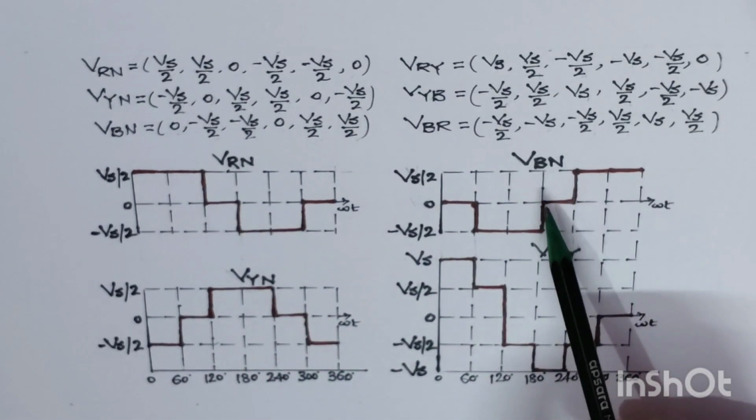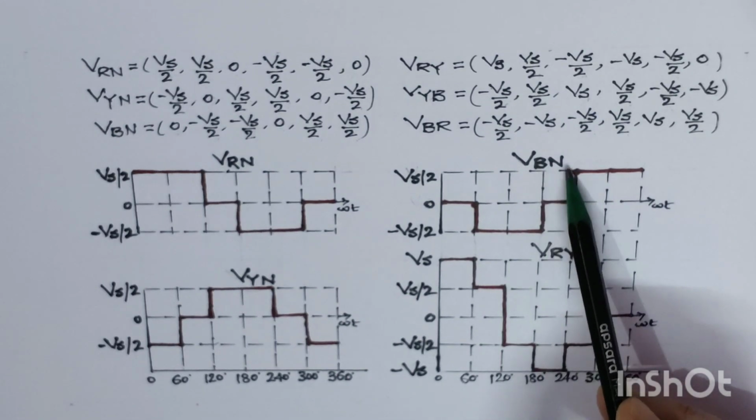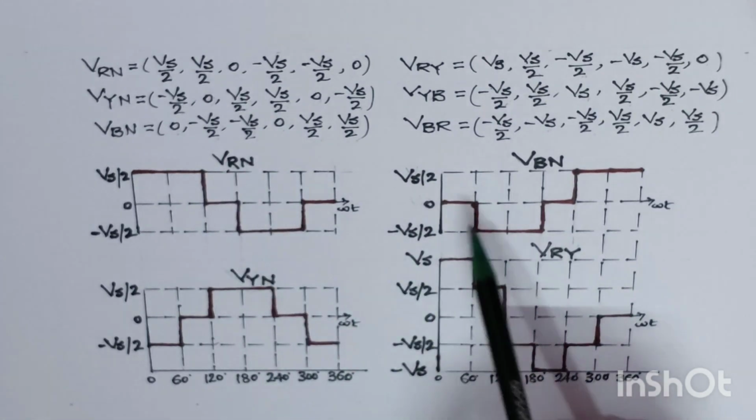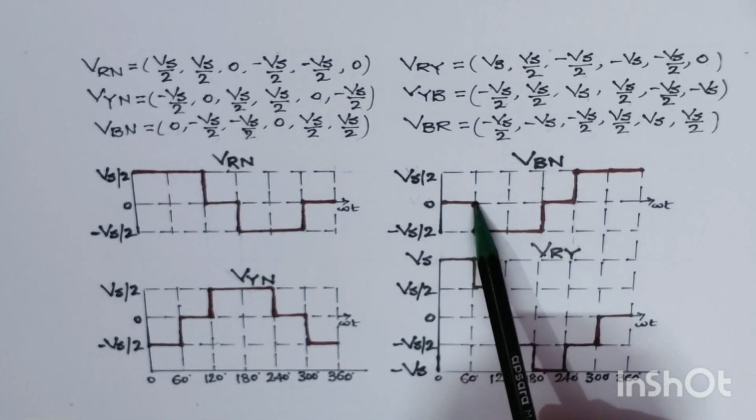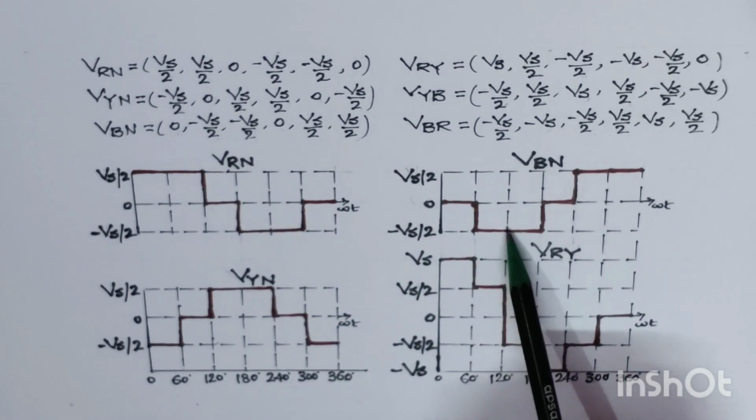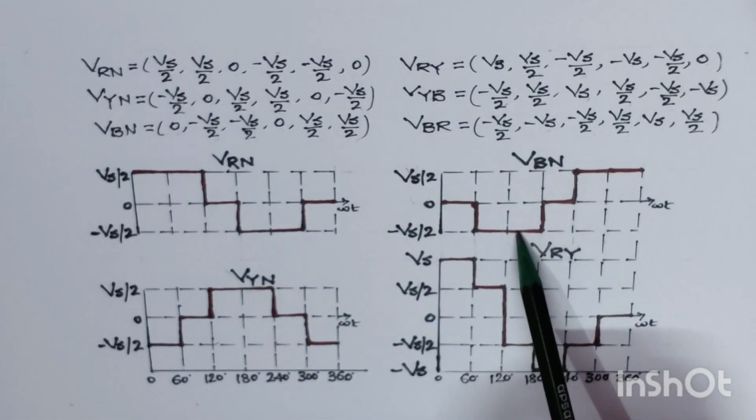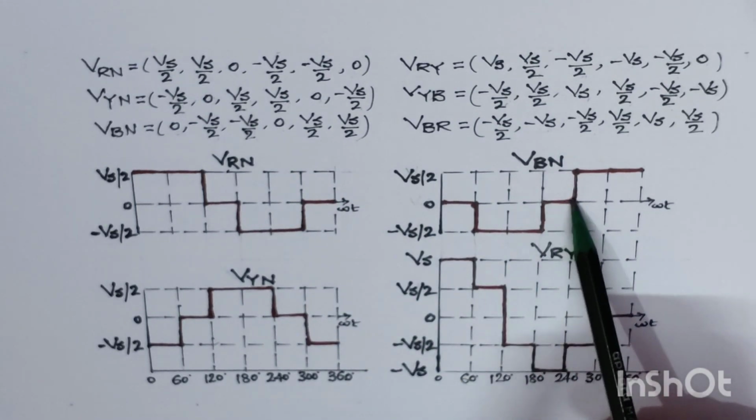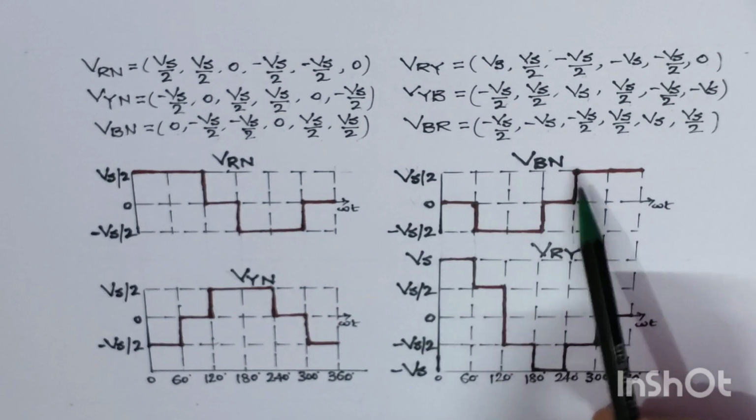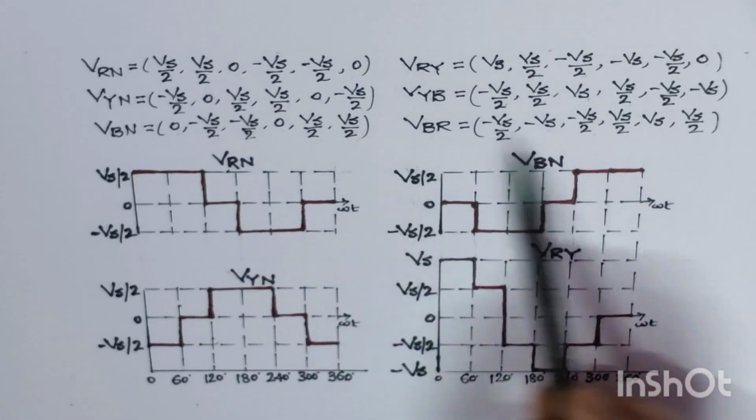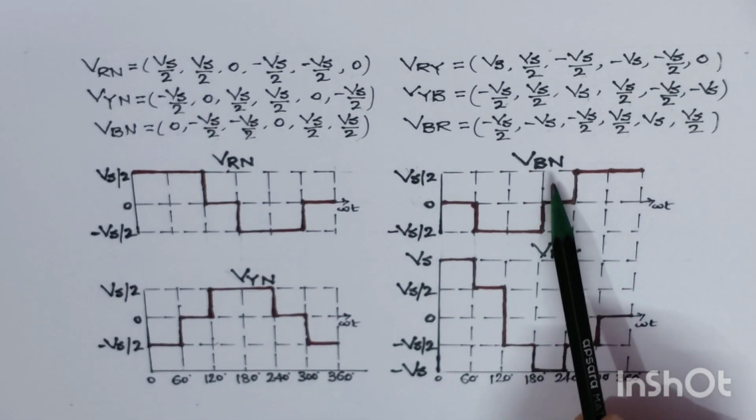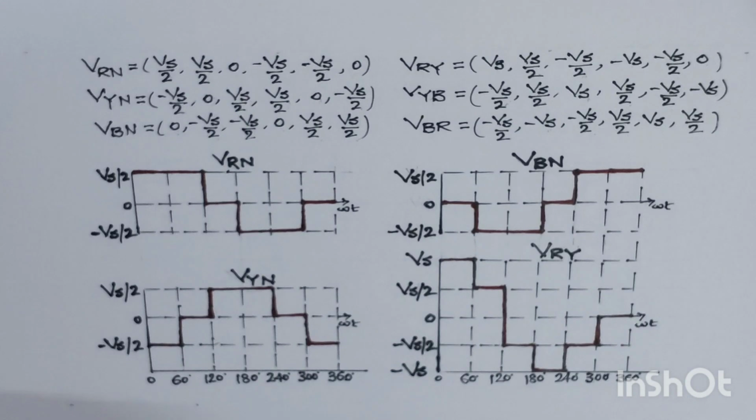Now we have plotted the phase to neutral voltage VBN. What is VBN? VBN is shown here. In the first step we have 0 voltage, shown for a 60 degree interval. Then we have minus Vs by 2 for a 60 degree interval, and again minus Vs by 2 for the next 60 degree interval. Then we have 0 voltage for a 60 degree interval. Then Vs by 2, and again Vs by 2, and again Vs by 2. So this is the voltage waveform for the phase to neutral voltage, that is VBN.